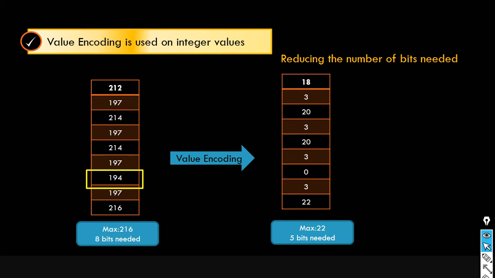But when you deal with a huge volume of data, let's say you have millions and millions of records, then obviously 5 bits into 100 million, how much? It's a huge number. You save that much space. That is how it compresses the data. So value encoding is used for integer values.